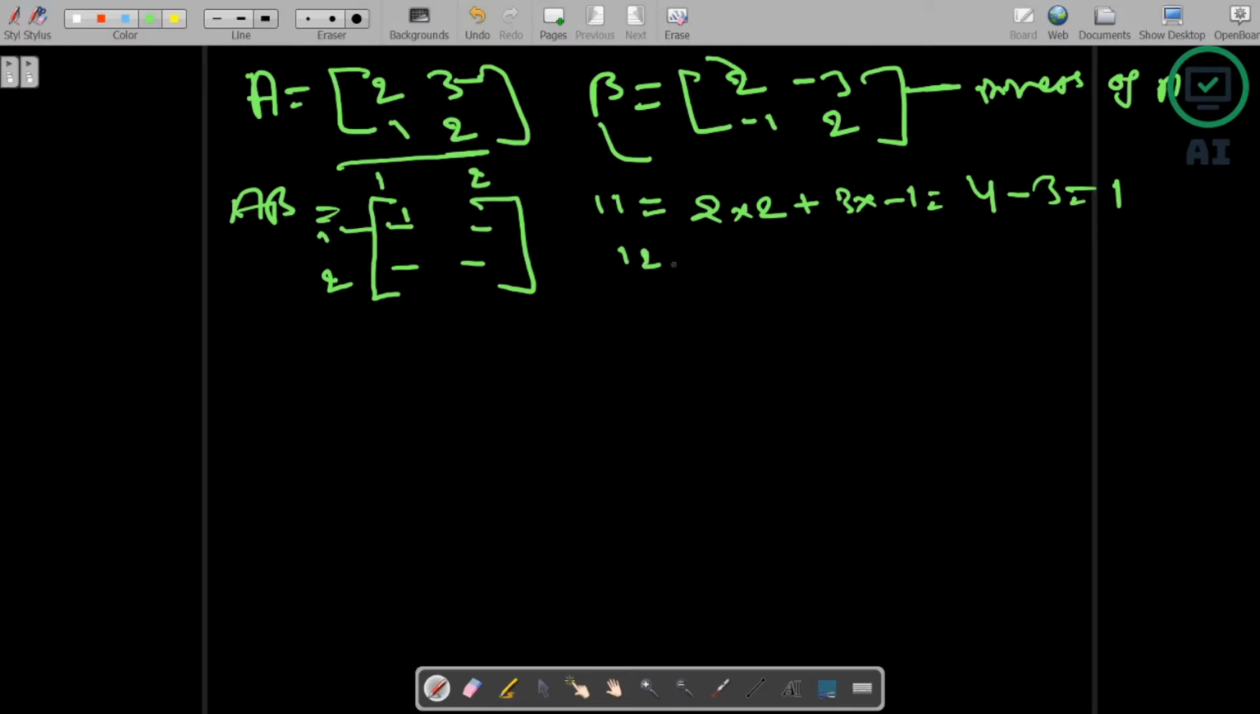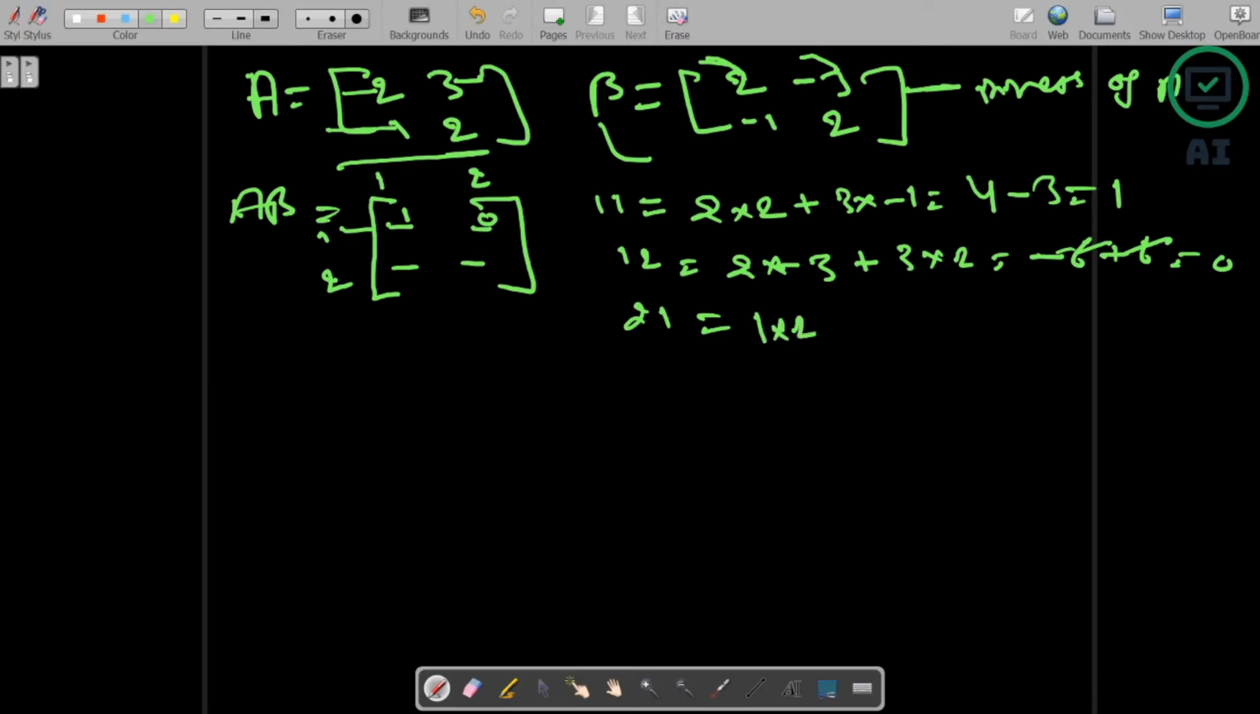What is the value of 1 2? So take the first row, multiply with the second column. So 2 cross minus 3 plus 3 cross 2, which is nothing but minus 6 plus 6, it will be cancelled, it will give 0. So here it is 0. What is the value of 2 1? Take the first row of A and then multiply with the first column of B. So which is nothing but 1 cross 2 plus 2 cross minus 1, which is 2 minus 2. Cancel it, 0. So this is 0.